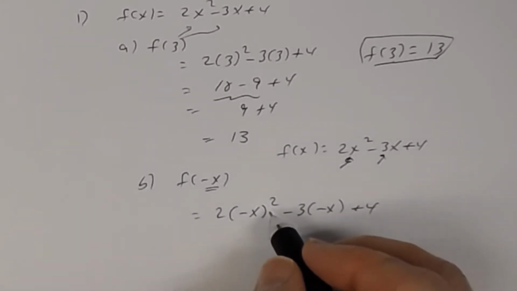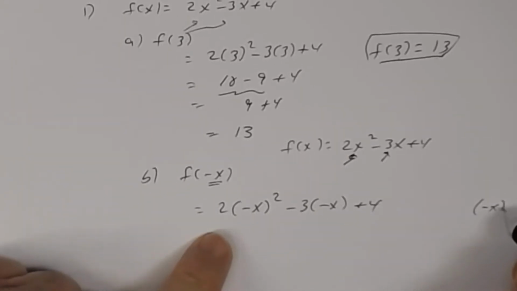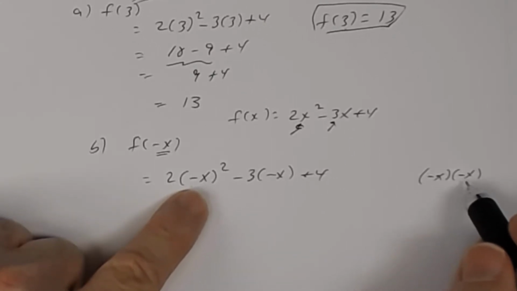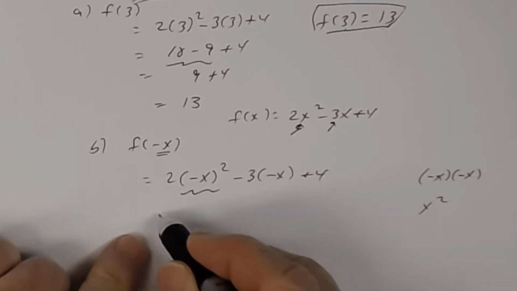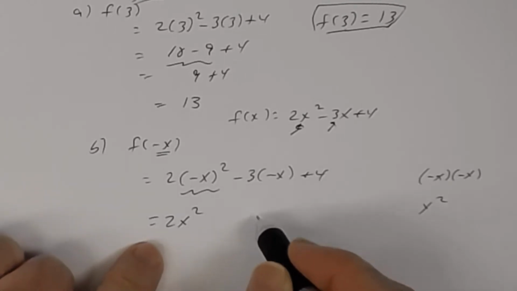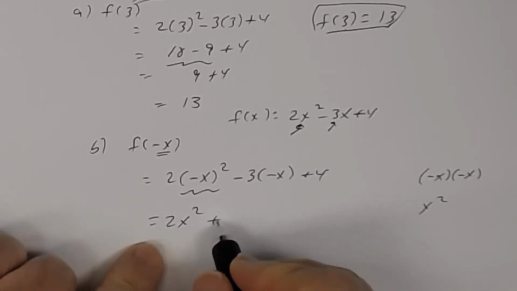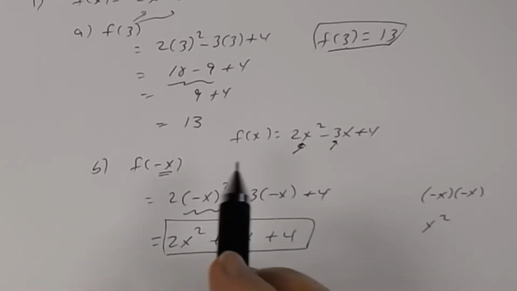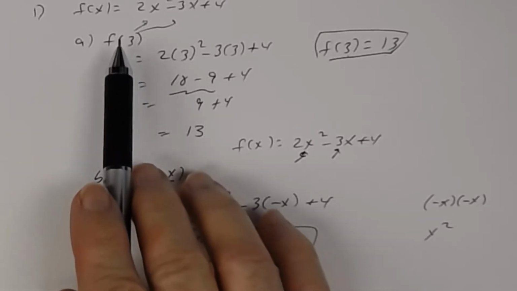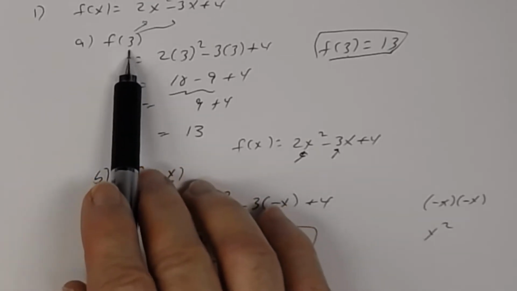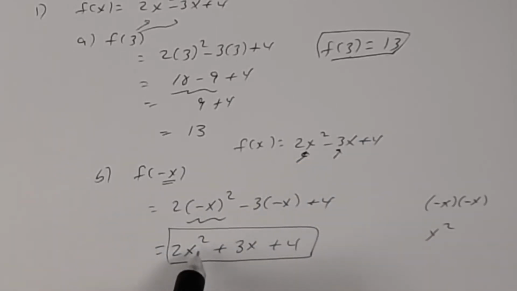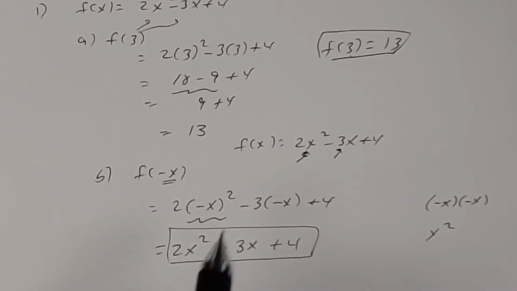Now you've got to use some algebra skills. You've got to remember that negative x squared means negative x times negative x. A negative times a negative is a positive, and x times x is x squared. So this becomes 2x squared. And a negative 3 times a negative x becomes a positive 3x, and then plus 4. And there's the answer. Remember, in the lessons, whenever you are evaluating a function at a specific real number, you get a real number as an answer. Whenever you're using a variable expression, you get a variable expression as your answer.